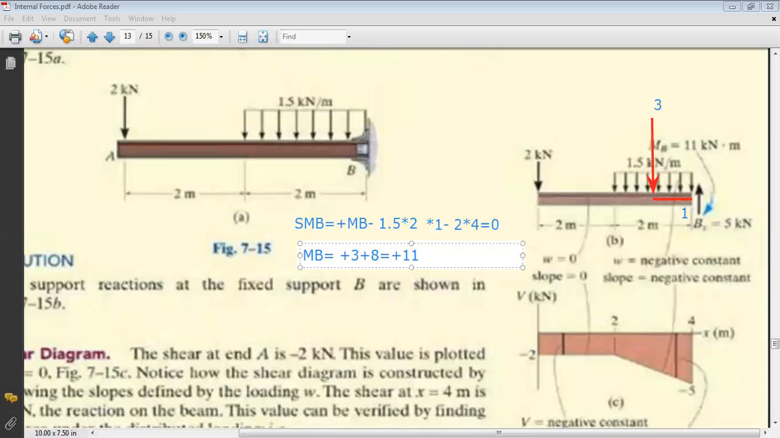Okay, so always the reactions at the end can help you to verify if you did a calculation error in your problem or not. Any question on this? Okay, so let us continue.